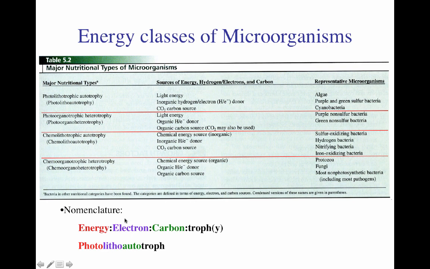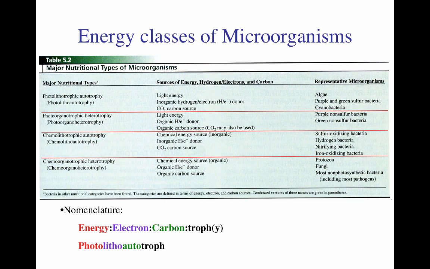So if you take a moment to look at this table, I will give you some examples. An organism that is photolithotrophic is the one that we just talked about, which again uses light as energy, an inorganic molecule to donate electrons, probably hydrogen for example, and CO2 as the carbon source. Any photosynthetic organism can fall into this category.